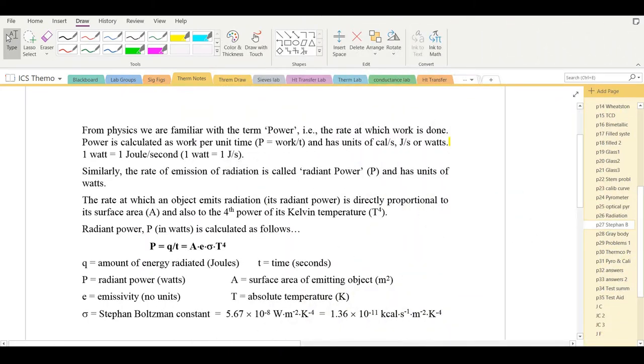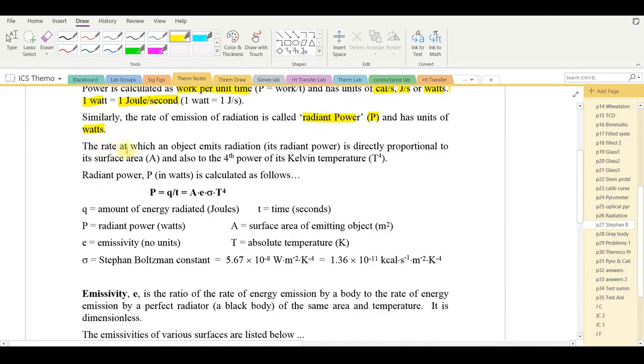Right, so page 27. From physics, we're familiar with the term power. Power is the rate at which work is done. Power is calculated as work per unit time. It would have units such as calories per second, joules per second, or watts. A watt is defined as a joule per second. Well, similarly, the rate of emission of radiation is called radiant power, and we'll use the symbol P, and it also has units of watts.